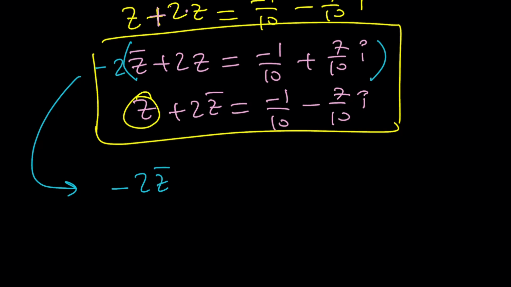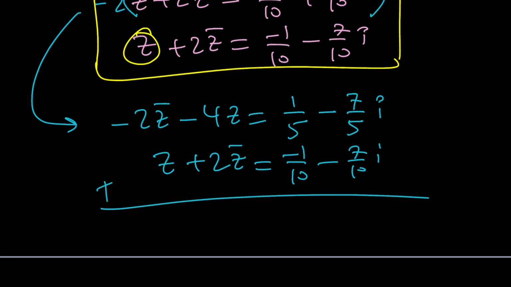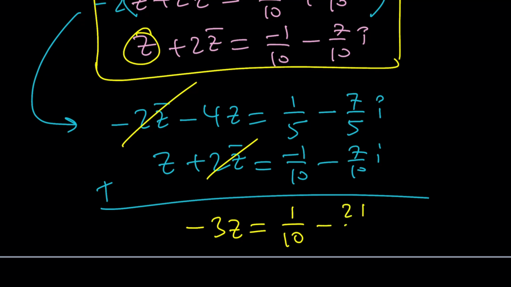-2z bar minus 4z equals 2/10, which is 1/5, minus 14/10, which is 7/5, and multiply by, of course, the sign will change. And then just copy the second equation as is, and then combine these two. Okay, great. Now we're going to first get rid of these. z minus 4z is -3z. 1/5 minus 1/10, that's 2/10 minus 1/10, so the difference will be 1/10. And that's like 14/10, but they're both negative. -14 and -7 is going to make -21 over 10i.